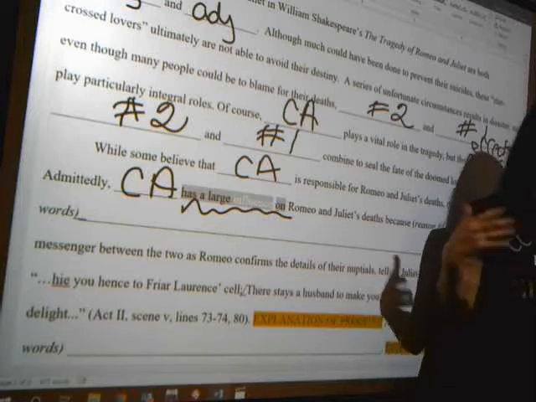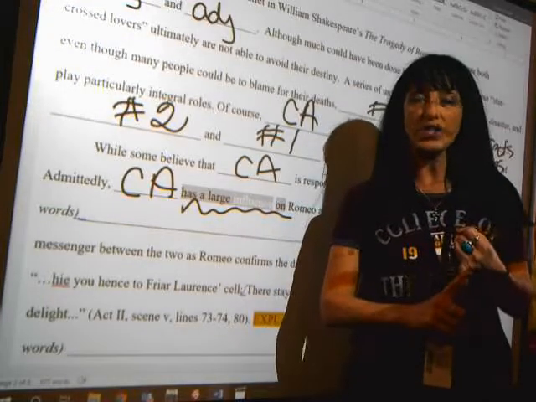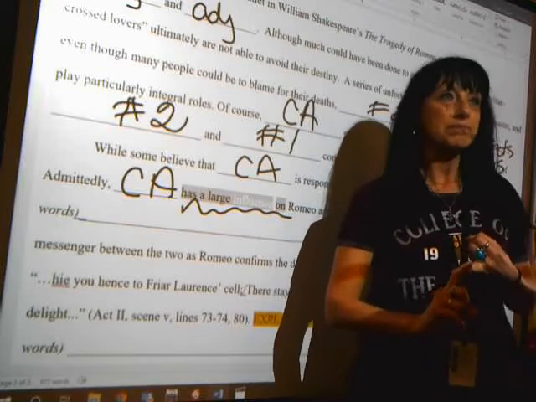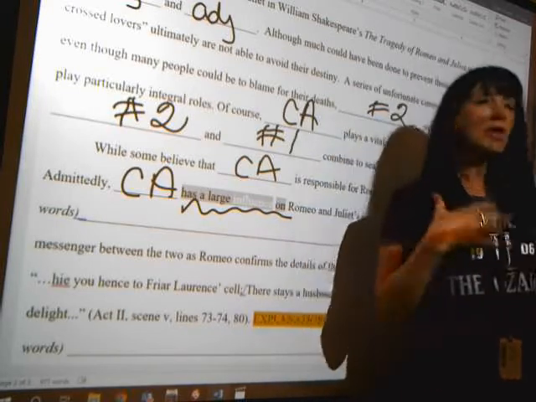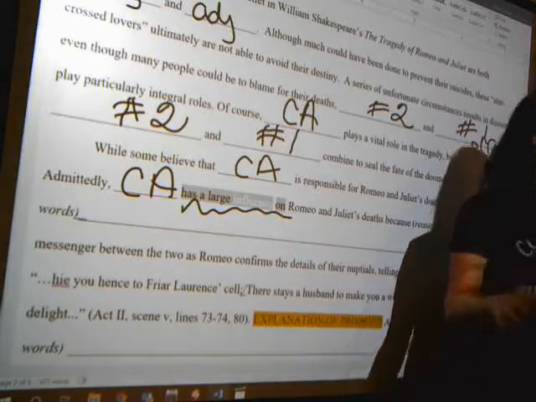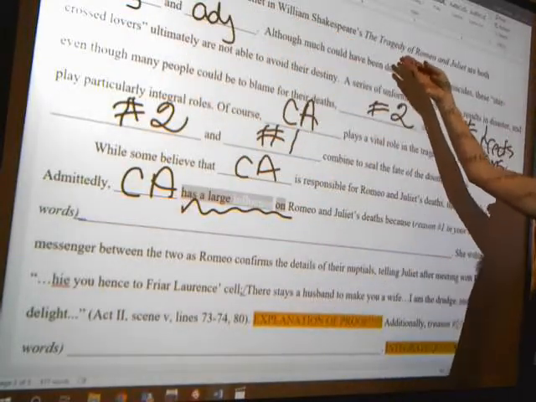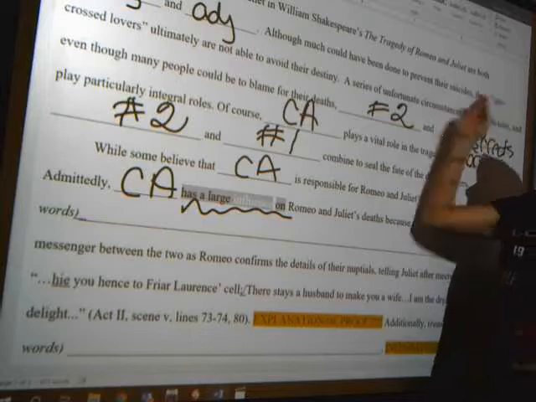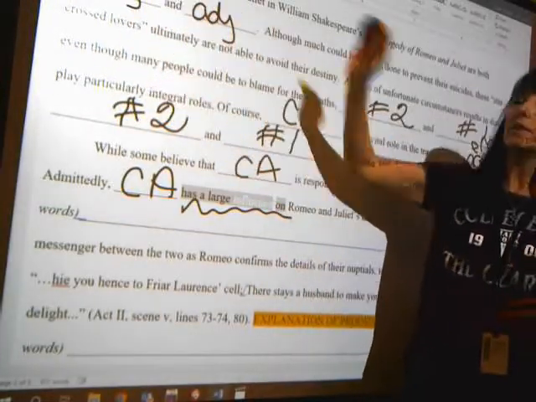Okay, what are some that come to mind? In class, those that were thrown out to me were words like tragic, devastating, sad, heartbreaking, those sorts of things. You get to choose 2 and insert them here. So, the deaths of Romeo and Juliet in William Shakespeare's The Tragedy of Romeo and Juliet are both, for sake of demonstration, tragic and heartbreaking, period. Okay?